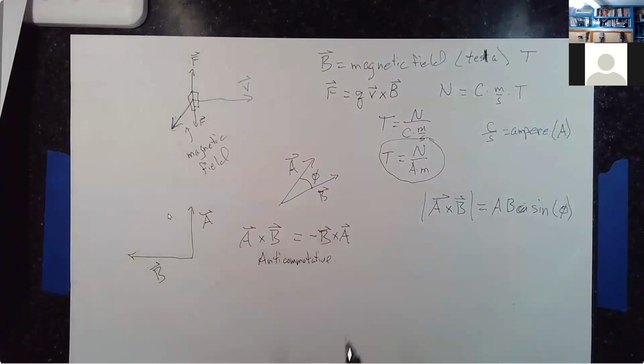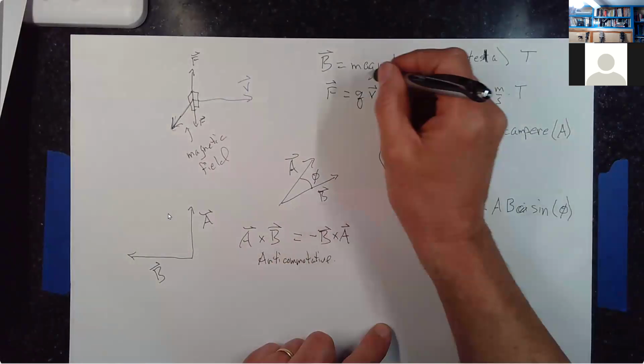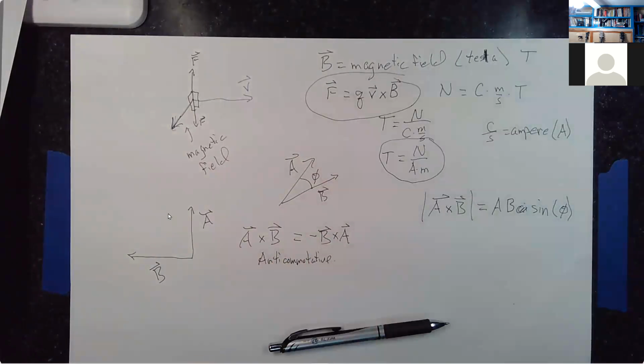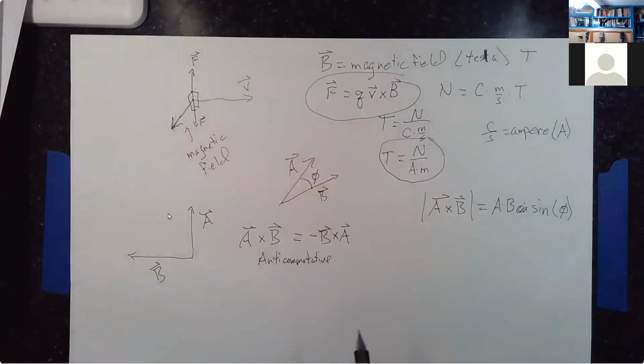As far as this force that a magnetic field exerts on a moving charge, it's best to just remember it: F equals QV cross B. And be careful that things that are vectors have to be vectors and that you do them in the right order.